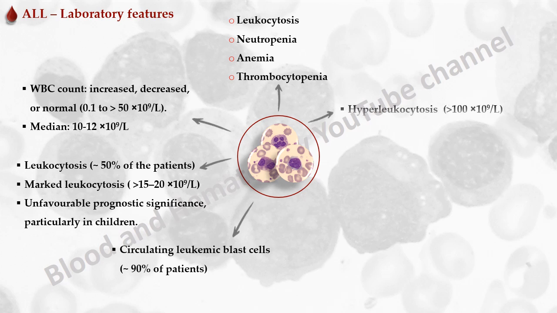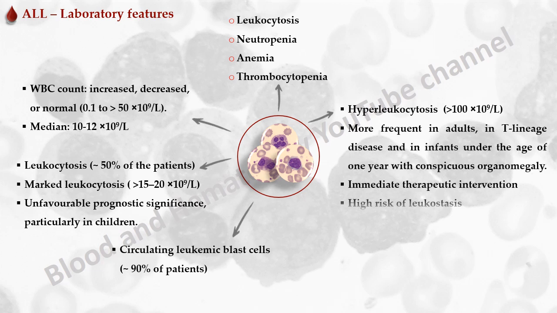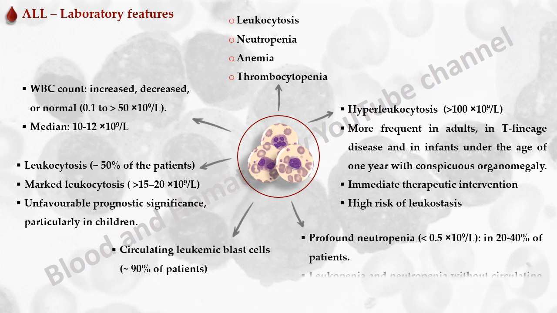Hyperleukocytosis, more frequent in adults, in T-lineage disease, and in infants under the age of 1 year with conspicuous organomegaly, requires an immediate therapeutic intervention because of the high risk of leukostasis. Profound neutropenia is found in 20 to 40% of patients. The finding of leukopenia and neutropenia without circulating blast cells is possible, but less common than in AML.